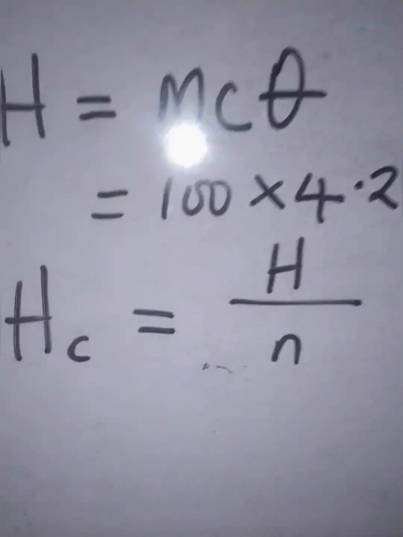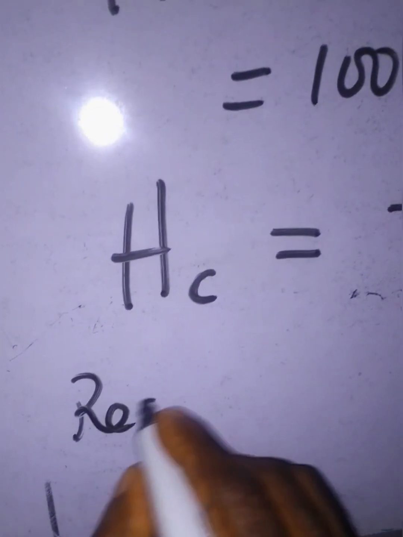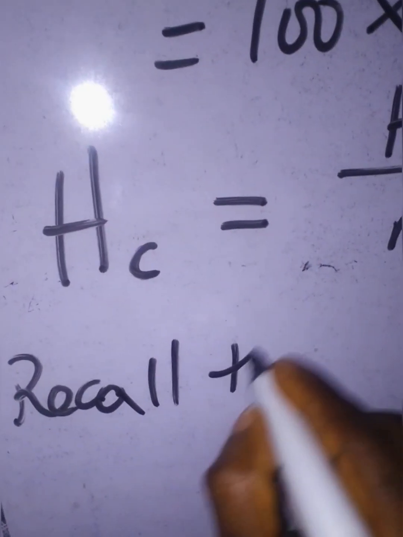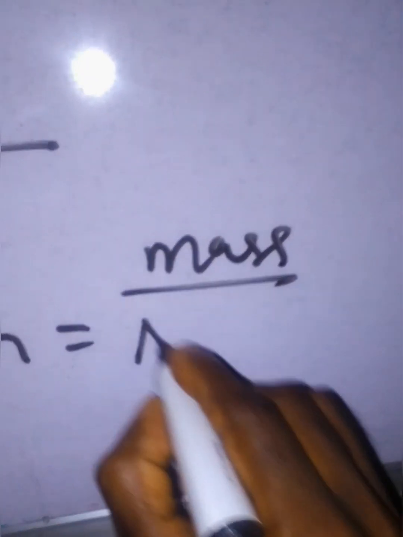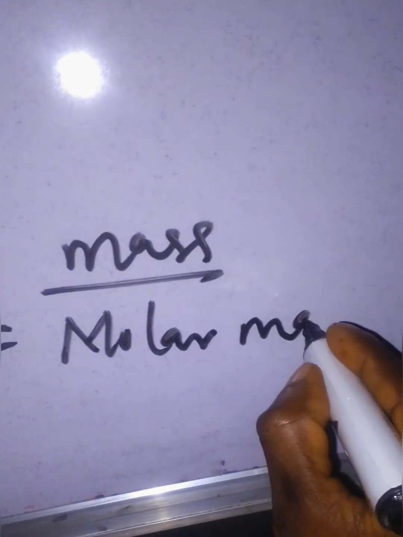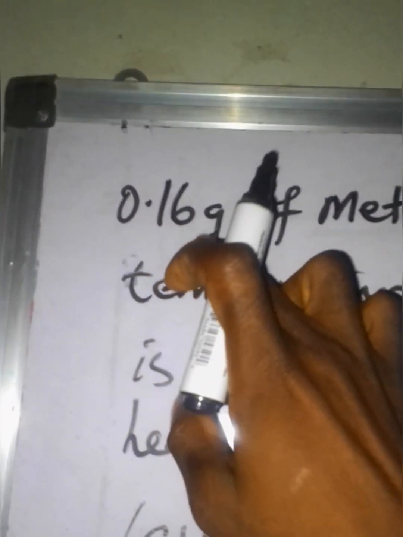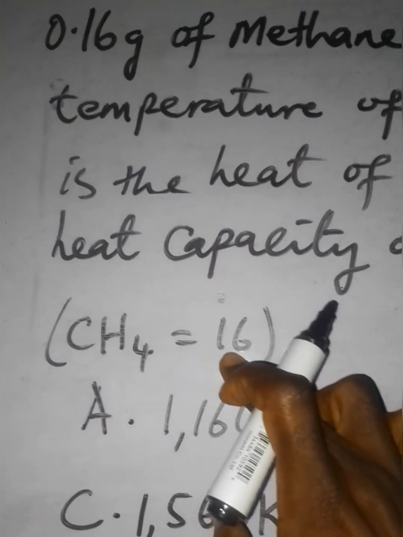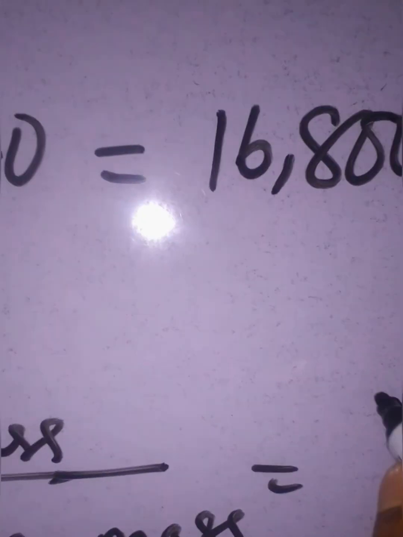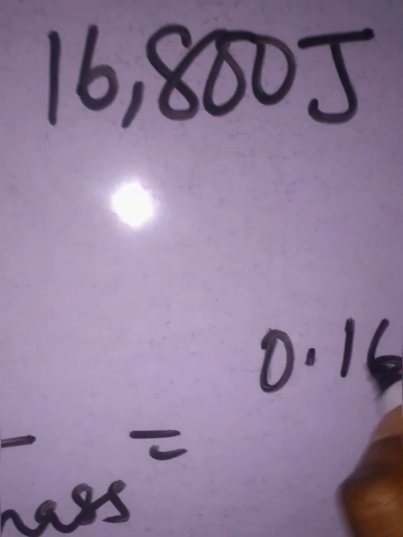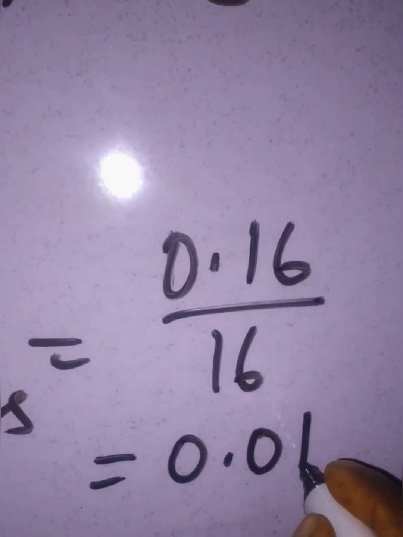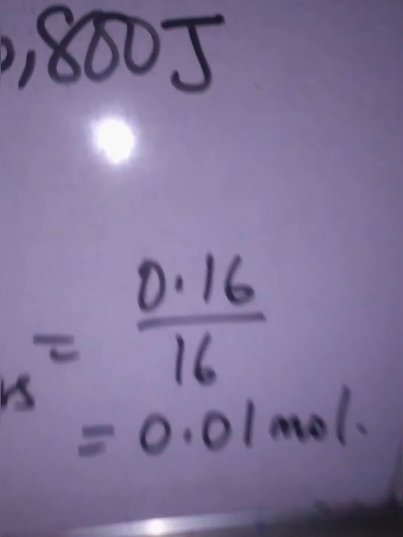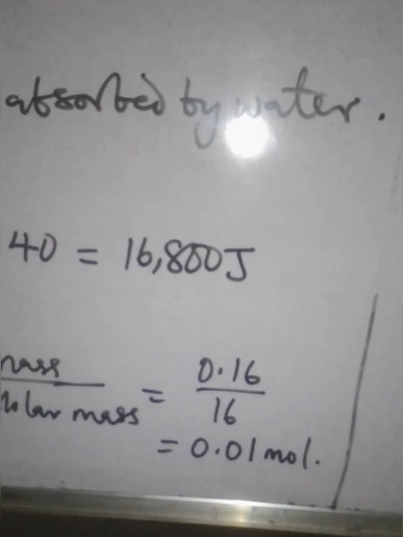Let's look for the number of moles. You now recall that number of mole is mass divided by molar mass. And if you check the question, the mass of methane is 0.16. The molecular mass of methane is 16. So the number of mole is 0.16 divided by 16. We are going to get 0.01 mole. So this is the number of mole of methane that burned.